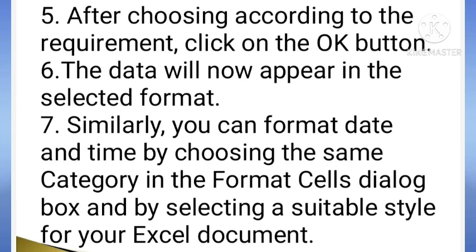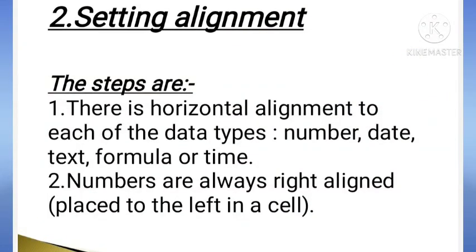Seventh, you can format date and time by choosing the same category in the Format Cells dialog box and by selecting a suitable style for your Excel document. The second question for which you have to write the steps is setting alignment. First, there is horizontal alignment to each of the data types: number, date, text, formula or time. Second, numbers are always right aligned, placed to the right in a cell.